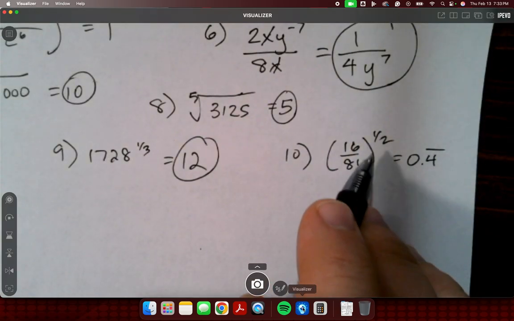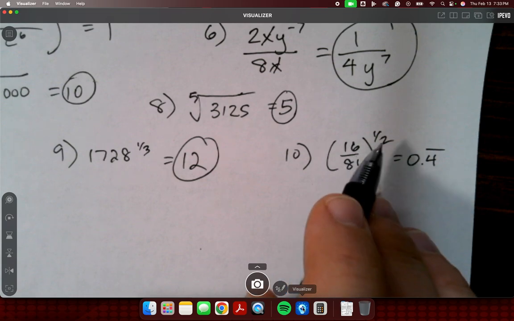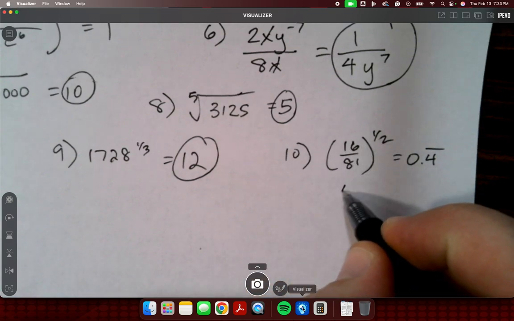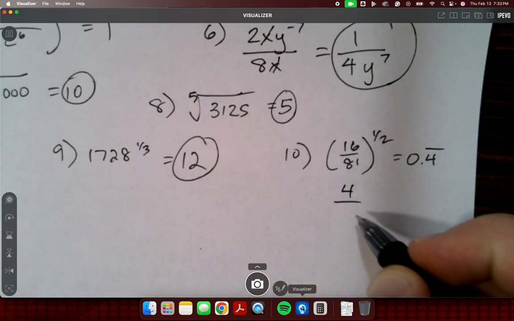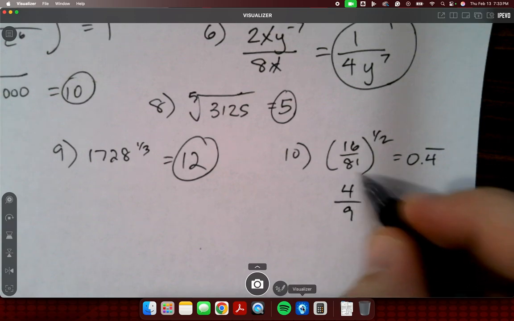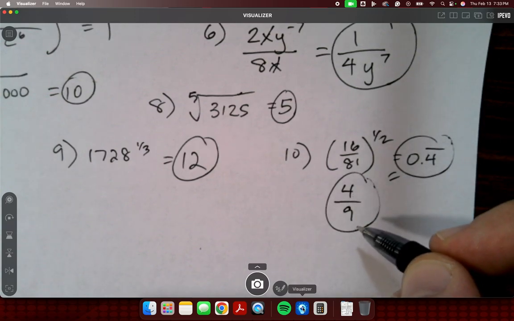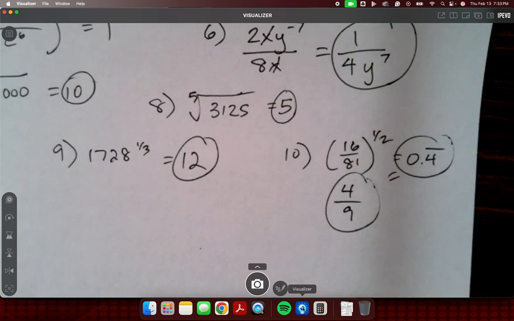Another way you could do this one is if you remember, raising something to the 1/2 is the same thing as taking the square root of it. So you could say the square root of 16 is 4, the square root of 81 is 9. So that can be your answer, or that can be your answer. They're both equal. If you type 4 divided by 9 in your calculator, you'll see it's 0.4 repeating. So there's really two ways you could approach that one.